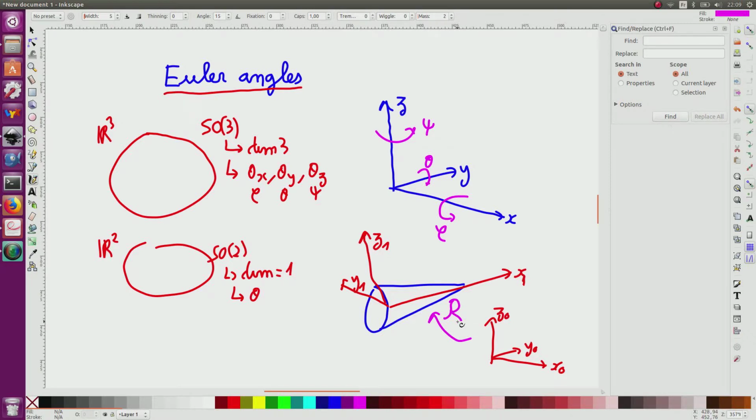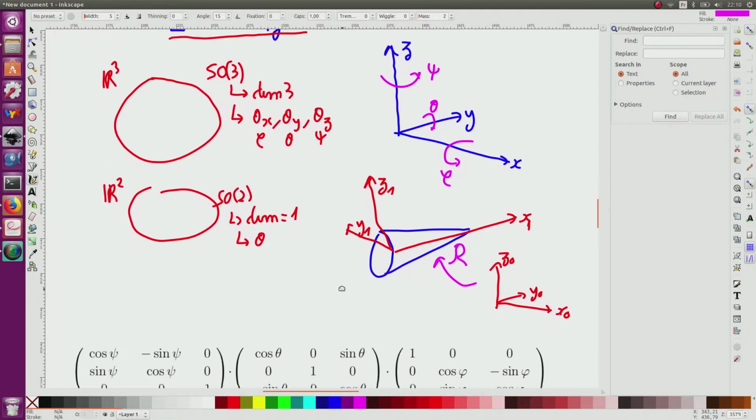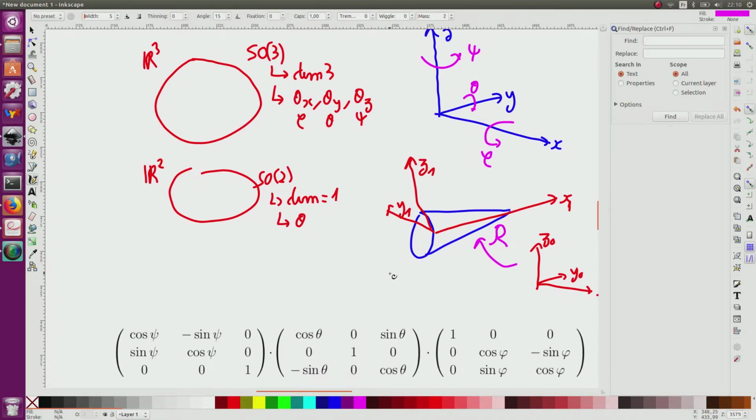This rotation matrix is the product of three rotation matrices, one corresponding to phi, another one to theta, another one to psi. So this rotation matrix R, which depends on phi, theta, and psi, is equal to this, the product of the three matrices. Here, of course, we recognize that for phi the first axis does not change, for theta the second axis does not change, and here the third axis does not change. And here we see some rotation matrices.